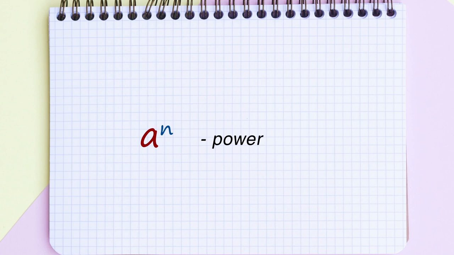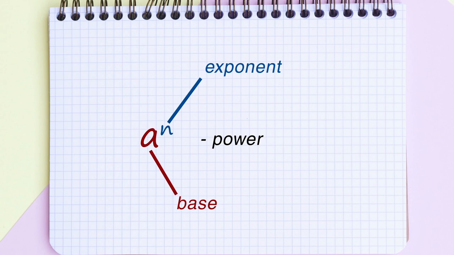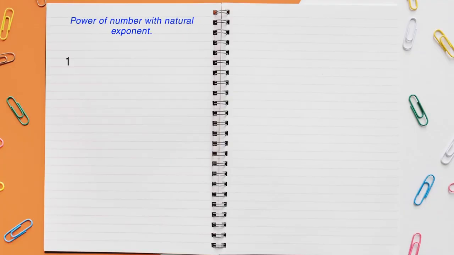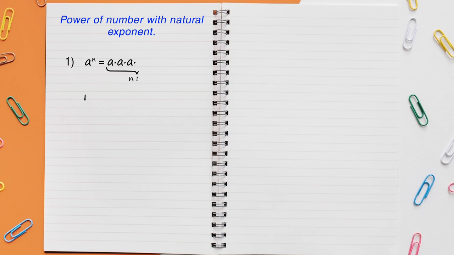A power is written like this. Let's recall the definition of powers with integer exponents. The power of number a with an integer exponent n greater than 1 is the product of the n factors, each of which is equal to a.